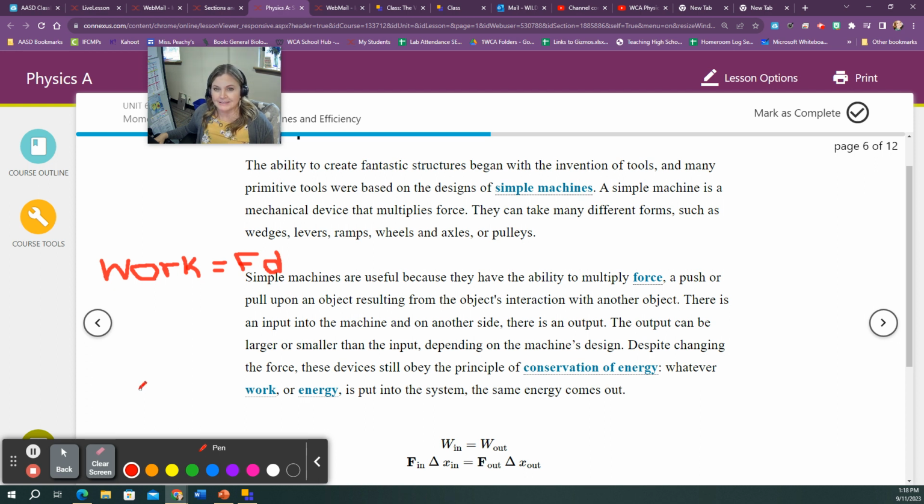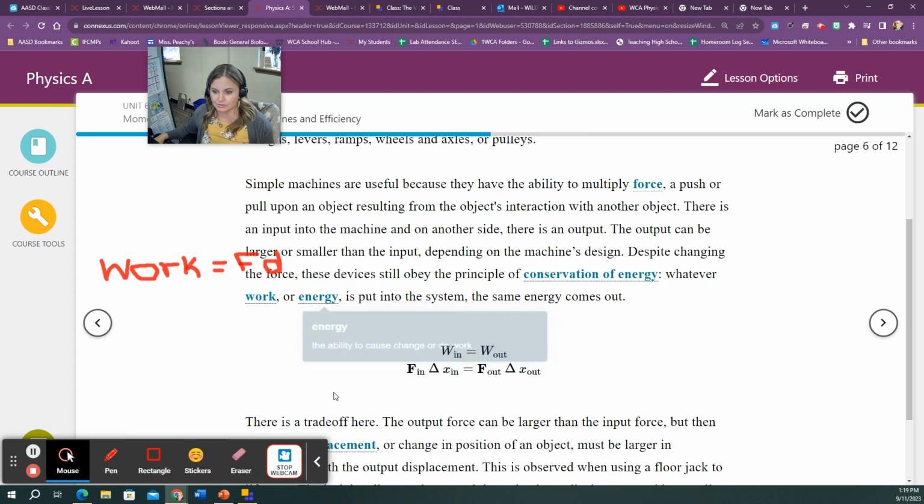Work is done when force is applied, right? But also, work and energy are kind of interchangeable, whereas energy can be both kinetic and potential. Work is only in motion. You have to be moving something. And they have the same units of measure. You're still measuring with joules. So work or energy kind of mean the same thing in this particular situation.